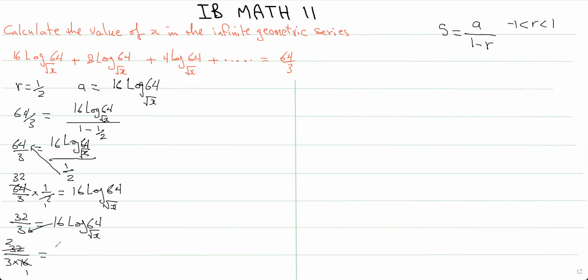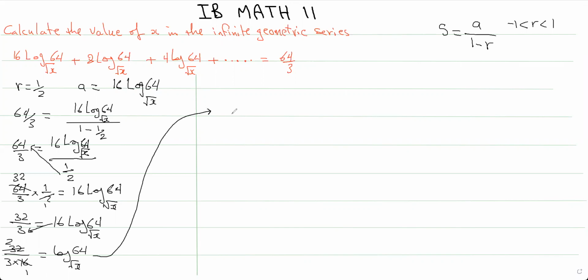So that is basically log base root x of 64. Now I'm going to move all of this over here. So we have 2/3 equals log base root x of 64.